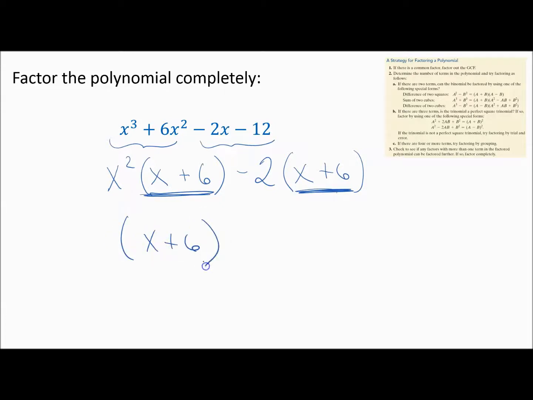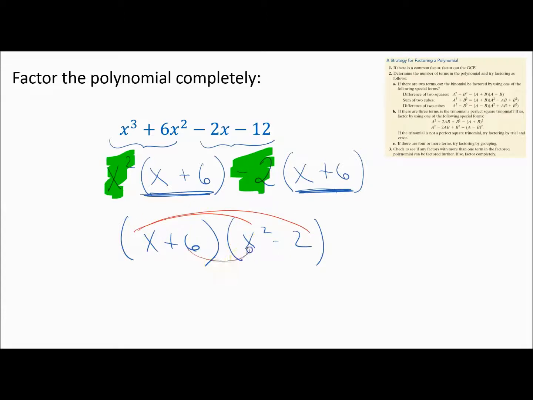Now, we're not finished. The final step, possibly, you could have to go further, is to pull out the common x plus 6. You just write it one time. You don't write it twice because what you're doing is you're factoring out of this term and you're factoring out of this term. So you write it once times what's left out front. So it's going to be times x squared minus 2.